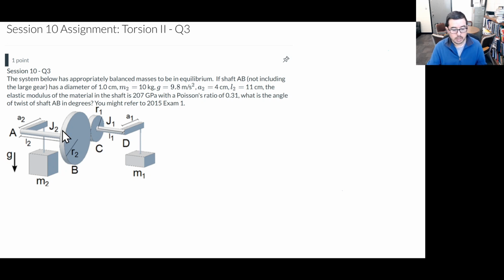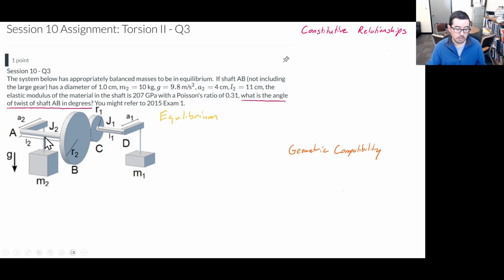This problem presents a geared system in which we have a shaft under torque that is going to be twisting. To solve this problem, we're going to follow the process described by Crandall, Dahl, and Lardner of using three categories: the first being equilibrium, the second being geometric compatibility, and the third being constitutive relationships. The goal is to figure out what the angle of twist in shaft AB might be in degrees, so we'll have to convert at the end.